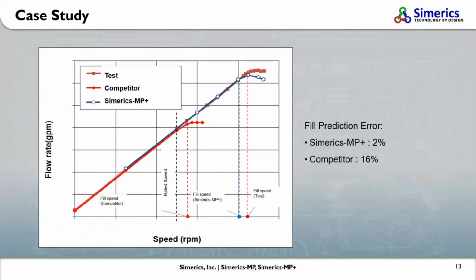Now let's look at a self-priming analysis in which a pump speed is increased until the flow rate curve starts to flatten due to cavitation. The brown red line denotes the Simerics MP Plus results, while the smaller red line denotes the results from another CFD tool. Simerics MP Plus prediction had an error of 2%, while the other CFD tool generated an error of 16%.